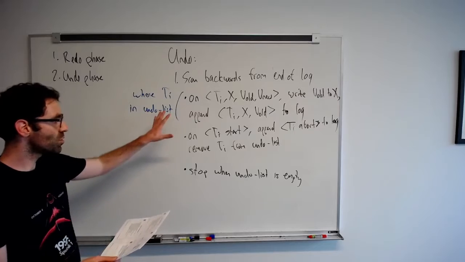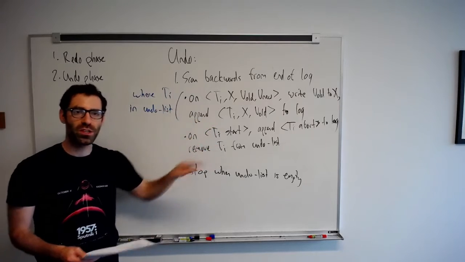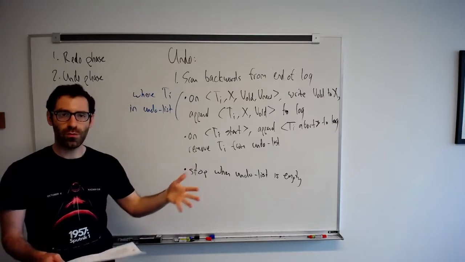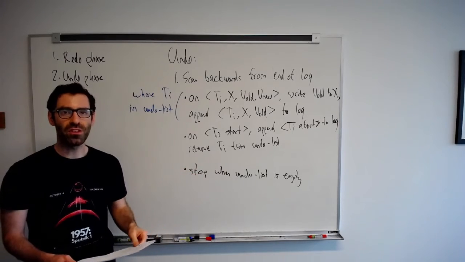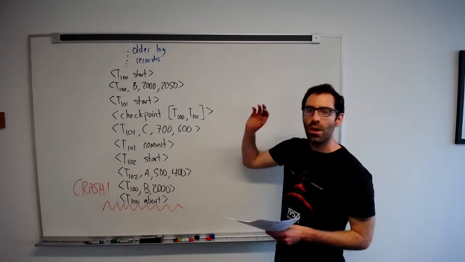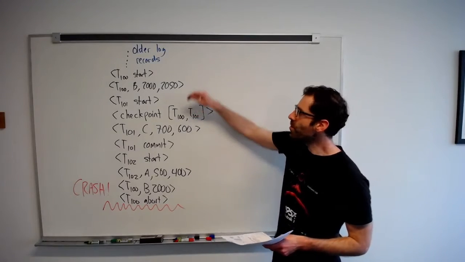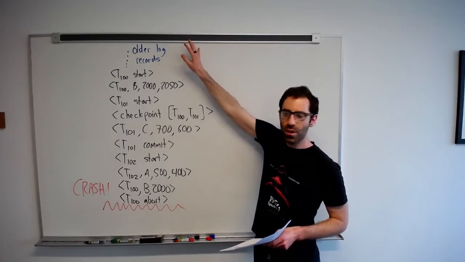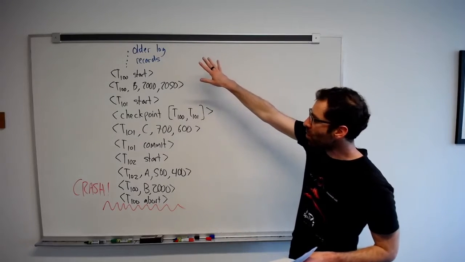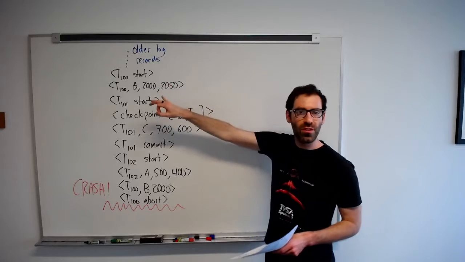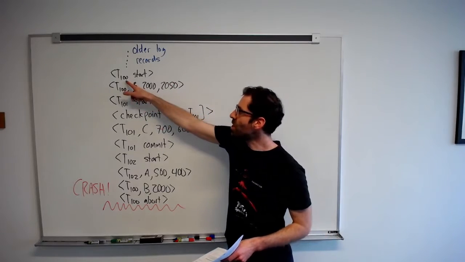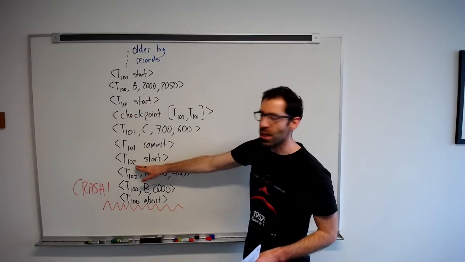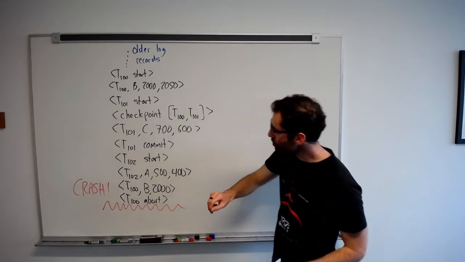So this was an abstract view of what these two phases are doing. Next, I want to go through an example of recovery and how both these phases would work. Okay, so here's the situation. We have our log. There are some older log records above here that I'm not showing, that aren't relevant, and we have three transactions involved here: T100, T101, and T102.